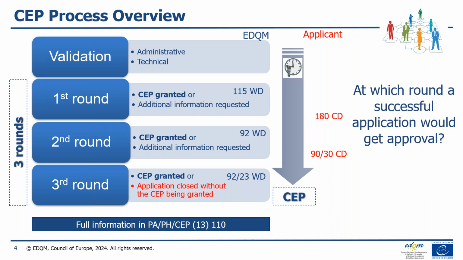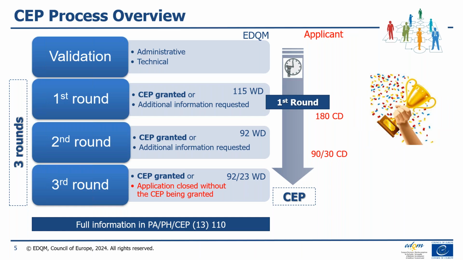So, let's stop a moment to think. At which round would you think that a successful application would get approval? For me, the reply is very clear. This would be the 1st round, because this would mean that you have prepared your dossier in advance, you've taken a look at all the guidances which we're going to read through today, and you were ready. So we took a look and it's all great and you've got your CP.